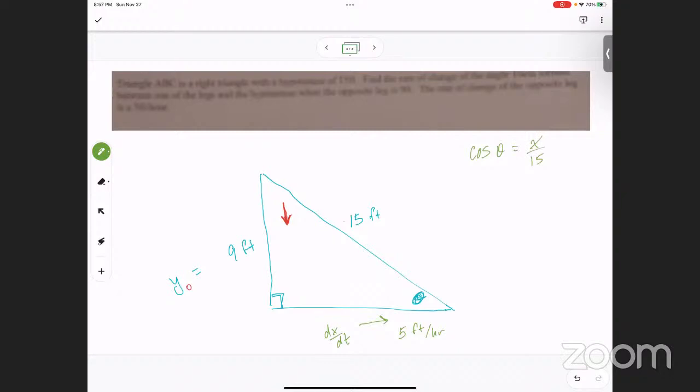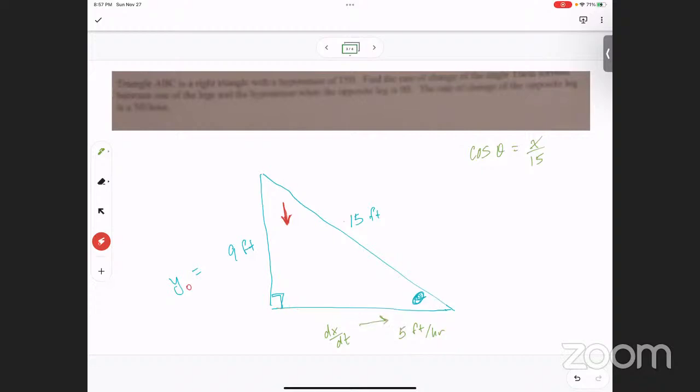Don't mean to interrupt, but wouldn't the opposite side be this one still? I don't know. All it told me is one of the legs, so I guess we can call it whichever one we want. It just said one of the legs and the rate of change of the opposite leg. It doesn't matter, but I would rather have this one be the one that's moving to the right.